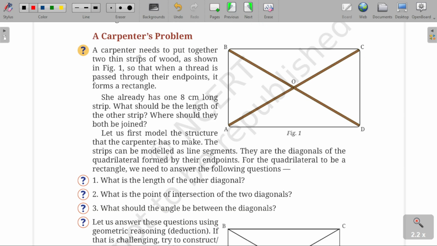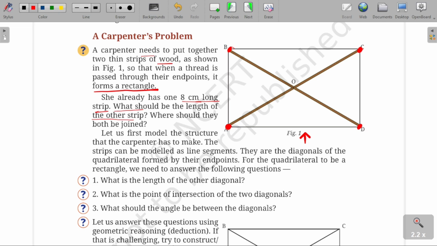A carpenter needs to put together two thin strips of wood, as you can see in this figure, so that when a thread is passed through their end points, the end points being these: 1, 2, 3, and 4, it forms a rectangle, right? She already has one wooden strip, 8 centimeters long. So what should be the length of the other strip?